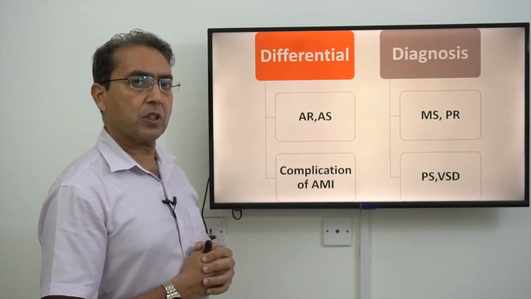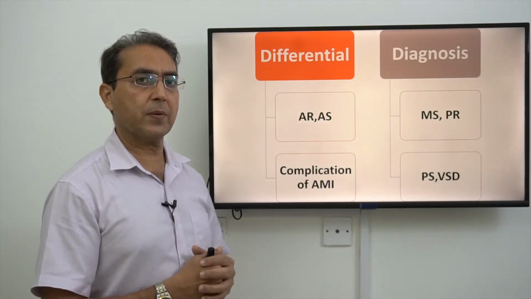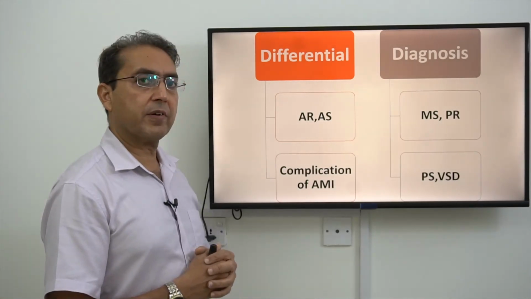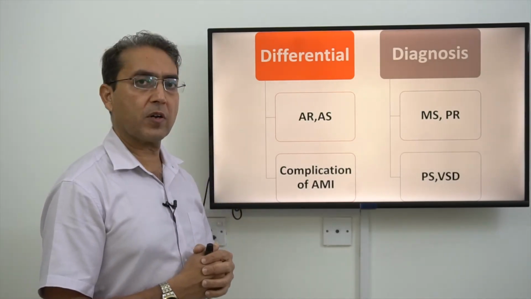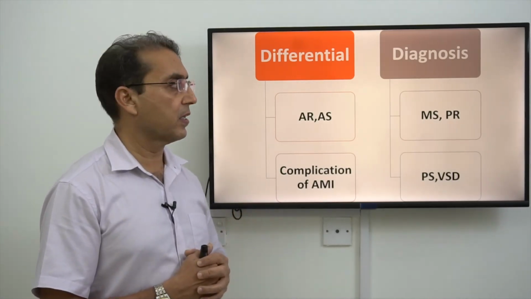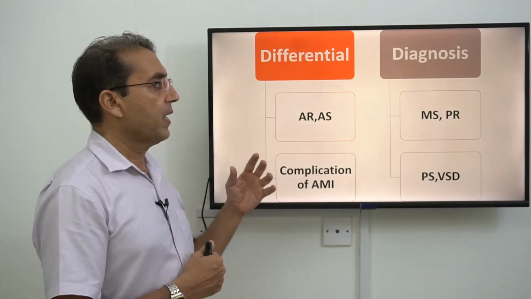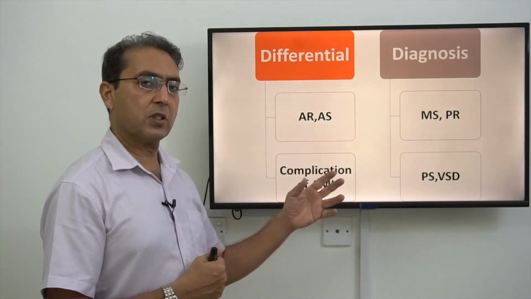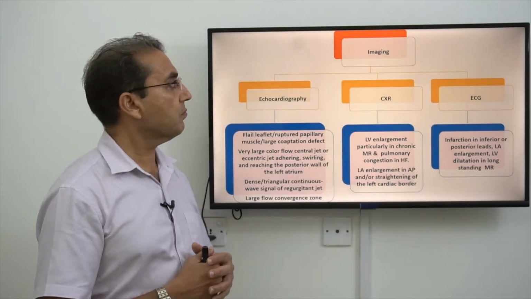Then you have aortic stenosis as one of the differentials, because sometimes the murmur of aortic stenosis radiates towards the apex. It is also one of the complications of acute myocardial infarction. It should be recognized, and in fact anticipated, that a patient might develop this sort of complication, especially with posterior or inferior wall MI. With anterior wall MI, it's usually septal perforation, not MR. Then mitral stenosis, pulmonary regurgitation, pulmonary stenosis, and VSD are the other differential diagnoses for this condition.